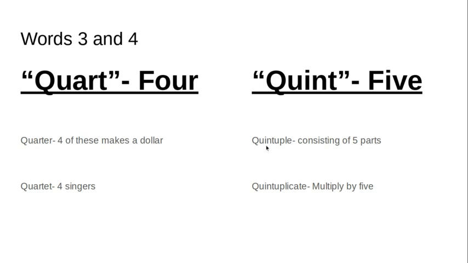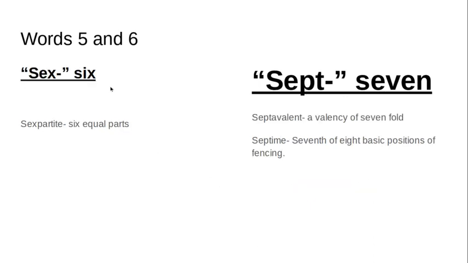And there's lots of TV shows about quintuplets because they're very rare. And then quintuplicate means to multiply by 5 or any multiple of 5. So when you're doing multiplication, 5 times 5 would be an example of a quintuplicate. So anything by 5 is going to be quint. Sex is going to be 6. Sexpartite has 6 equal parts. Sept is 7.